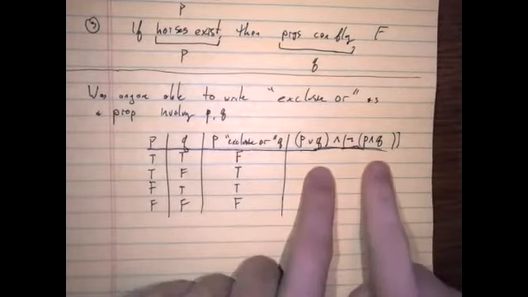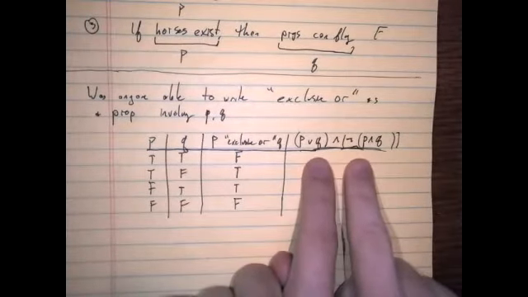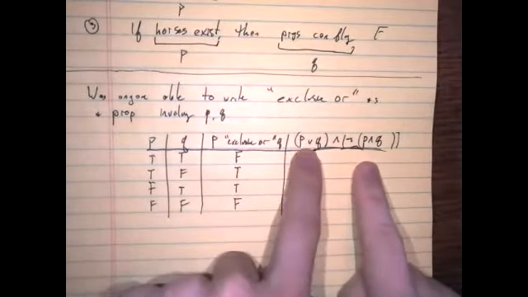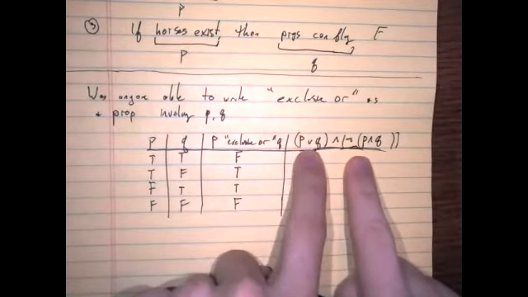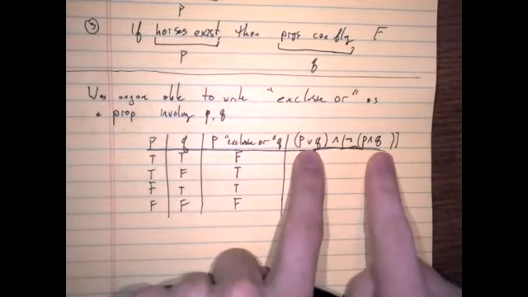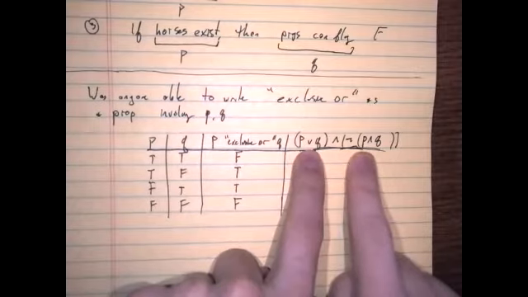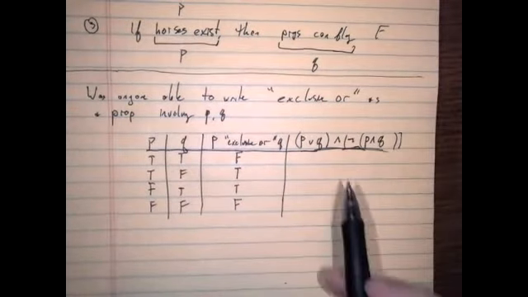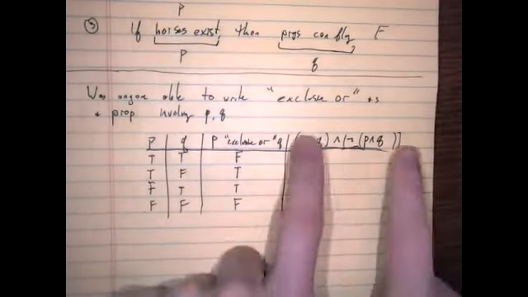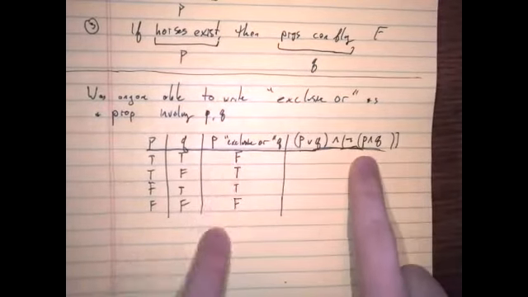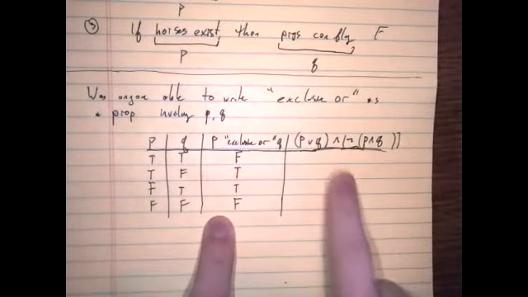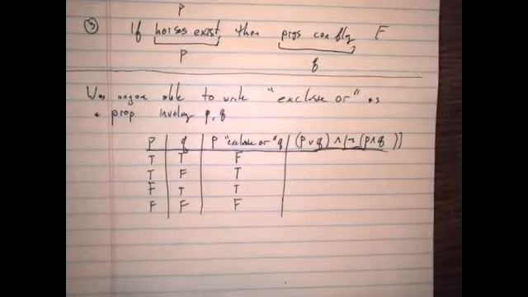And it's not too difficult to check that this will give the same truth value if you write out what P or Q looks like and you write out what P and Q looks like and you do the negation. So if you don't believe me that this proposition yields the same truth values as the exclusive or, then you should check this. It's not so difficult to check.